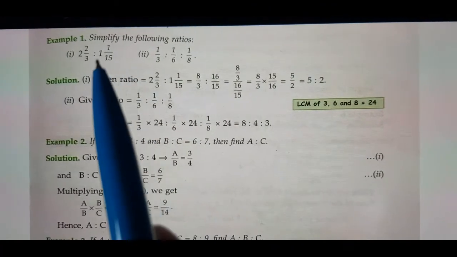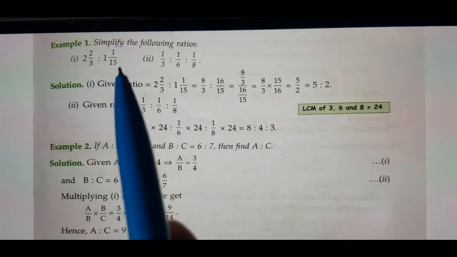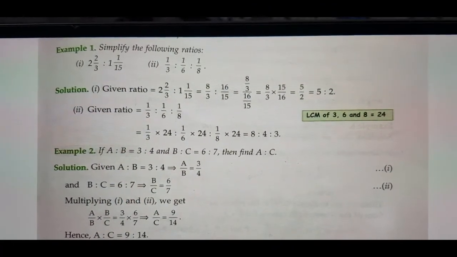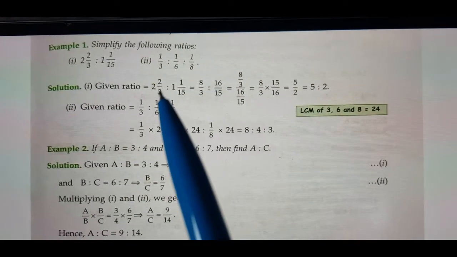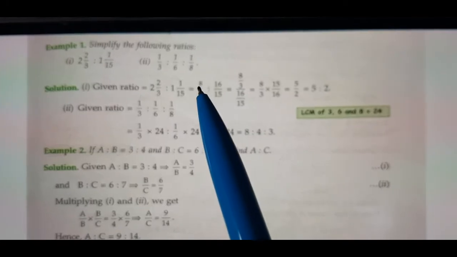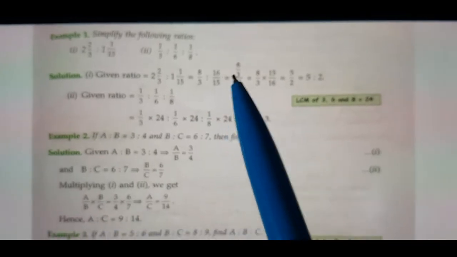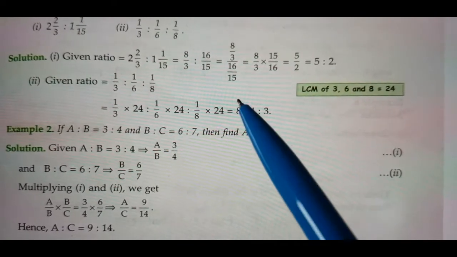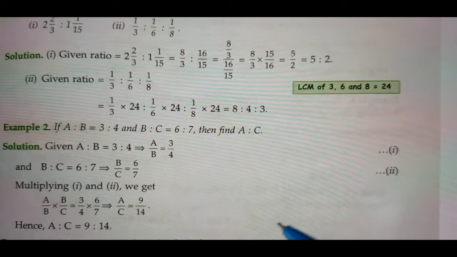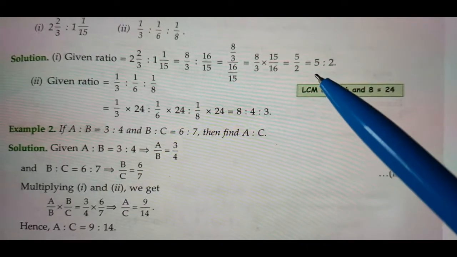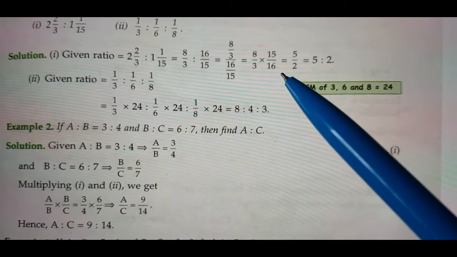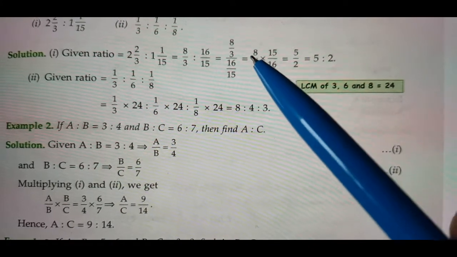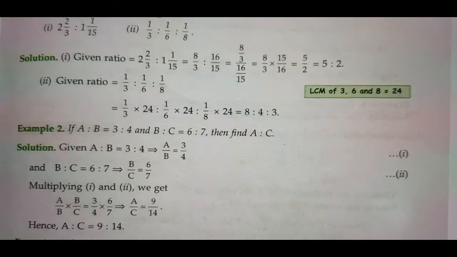So the first example is 2 whole 2 upon 3 is to 1 whole 1 upon 15. You have to simplify into ratio. So we convert them into improper fractions, 8 upon 3 and 16 upon 15. So this is ratio, that means division sign. So that means 8 upon 3 divided by 16 upon 15. So we take the reciprocal, that is reciprocal of 16 upon 15 is 15 upon 16. So 3 5s are 15, 8 2s are 16, so 5 is to 2 is the answer.